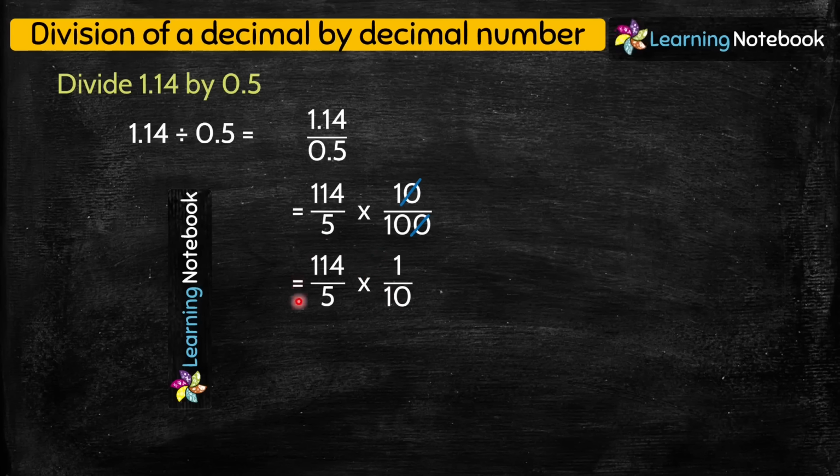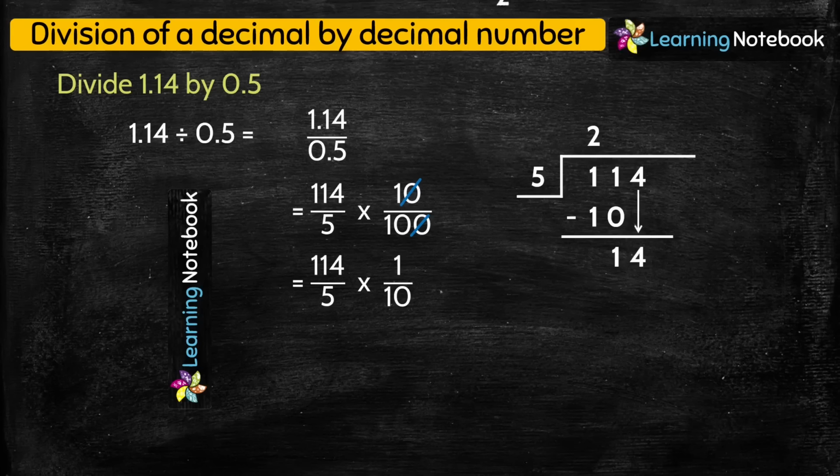5 into 2 equals 10, and 11 minus 10 equals 1. Copy next digit 4. 5 into 2 equals 10, and 14 minus 10 equals 4. Now our division of the whole number part is complete, but we still have the remainder as 4.